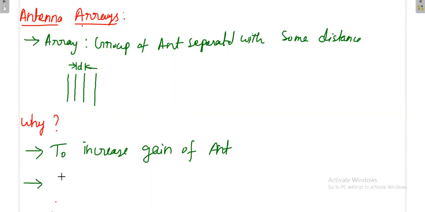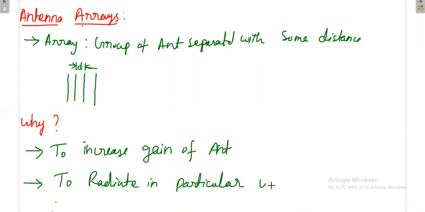What is the other need of antenna arrays? To radiate in a particular direction. This is hidden actually, but you should know this. To radiate in a particular direction without altering the physical position. That is the main idea. Once you change the orientation of the antenna, the direction in which the radiation goes will also vary.